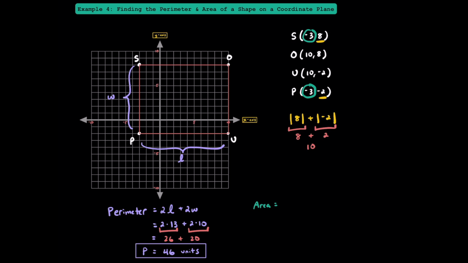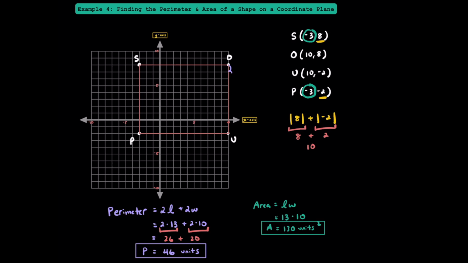Now that we know the perimeter, let's find the area. To find the area of a rectangle, we multiply the length by the width. Since we already know the length is 13 units and the width is 10 units, we can multiply 13 times 10 to get a total area of 130 square units. This represents the area. Just a reminder, the 46 units represents the perimeter or the outside of the shape.